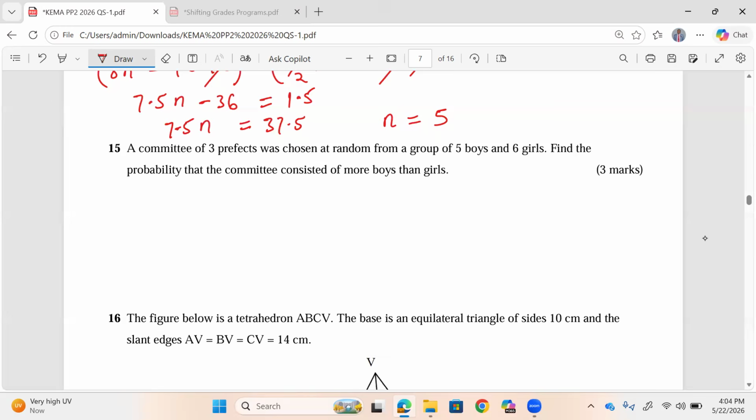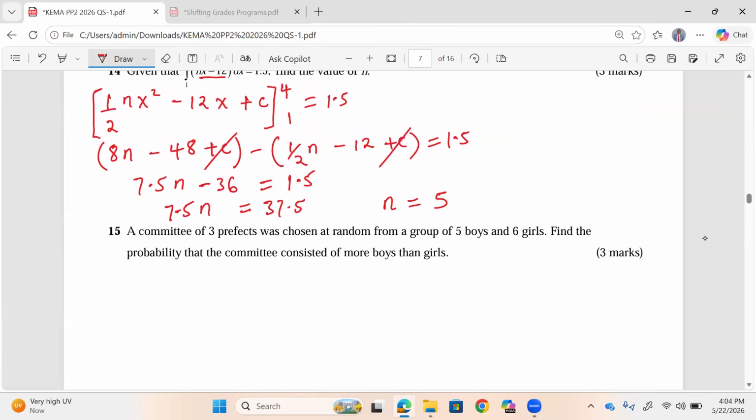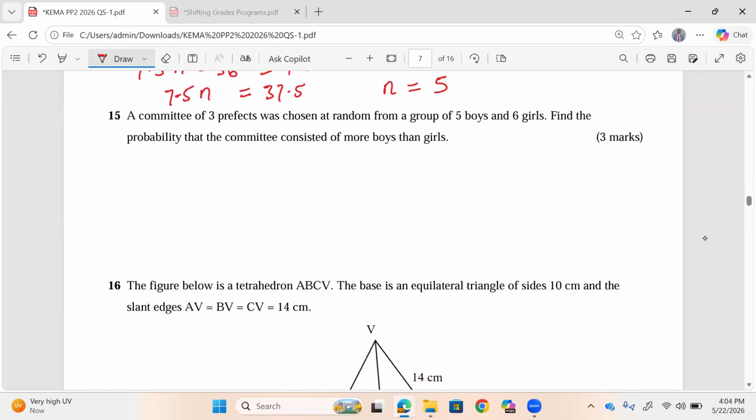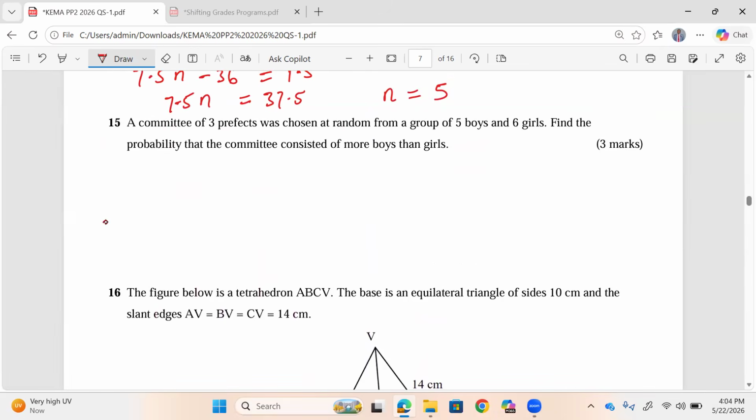Another good question. A committee of 3 prefects was chosen at random from a group of 5 boys and 6 girls. Find the probability that the committee consisted of more boys than girls. More boys than girls. So allow me first to draw a probability tree diagram. Then I might use a bigger space than what has been provided.